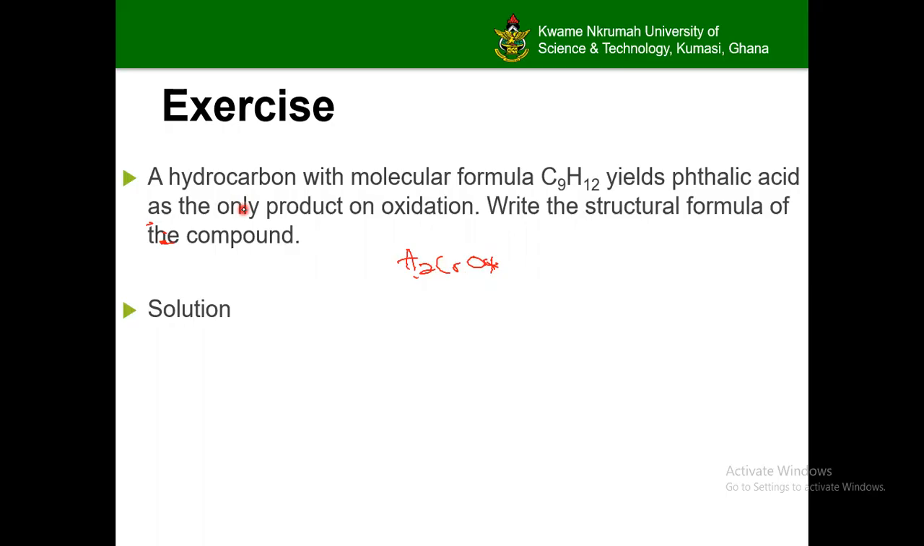Now, an exercise for us to try. So they are saying a hydrocarbon with molecular formula C9H12 yields phthalic acid as the only product on oxidation. We should give the structural formula. Now, the first thing is that we should know the structure of phthalic acid, because if you don't know phthalic acid, we cannot draw. So phthalic acid is like this, with two COOH groups. Good. So that is normal phthalic acid.